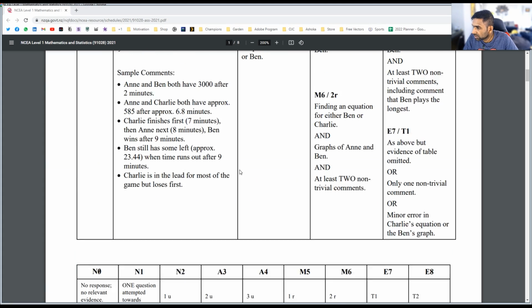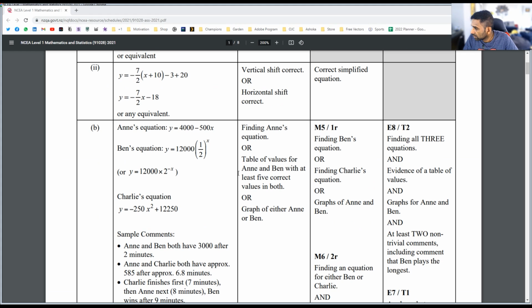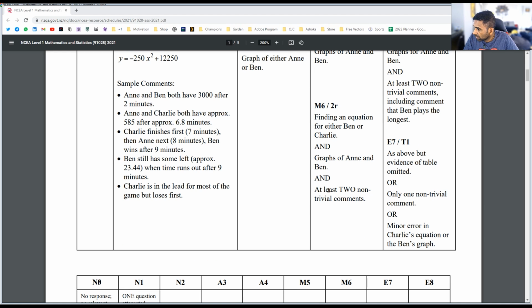And looks like you might get 1 merit value if you have graphs of Anne and Ben. So that's the red and blue graph. If you get it, you get a merit value for it. But if you find the equation and put graphs of Anne and at least 2 non-trivial comments. Jeez. Where's that non-trivial comments? Oh, right, there's more in this question.